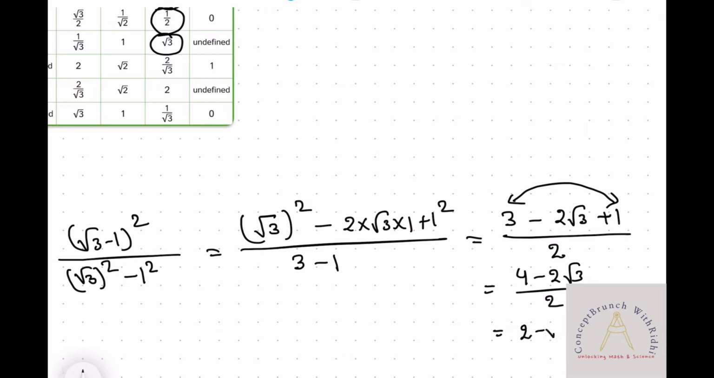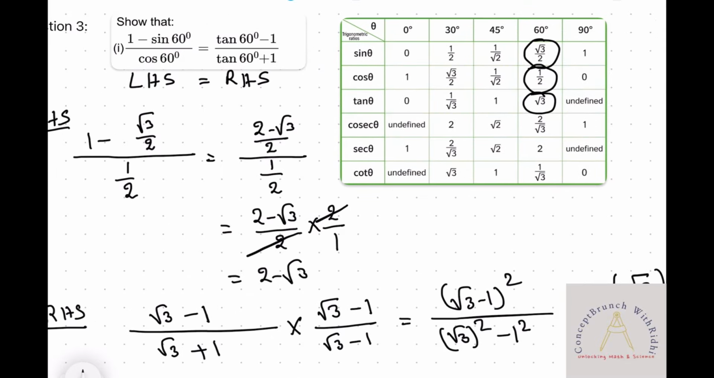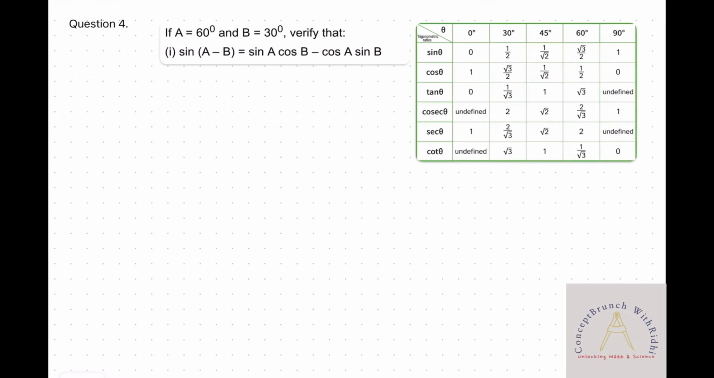Now check with that. See, if we compare with the LHS, they both are the same. So hence we proved it. Okay. There is a proof for the LHS and the RHS.